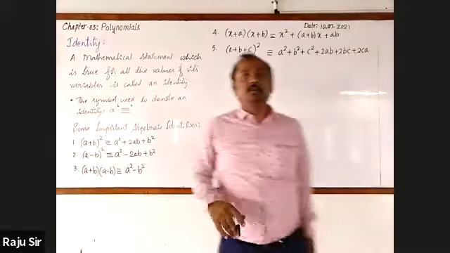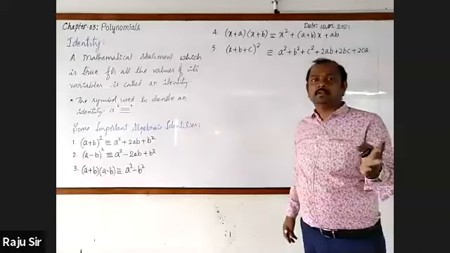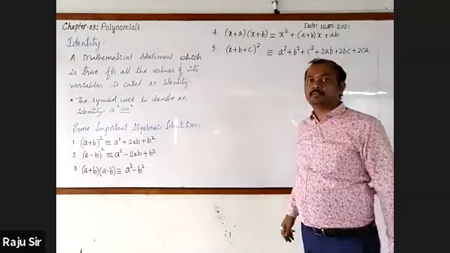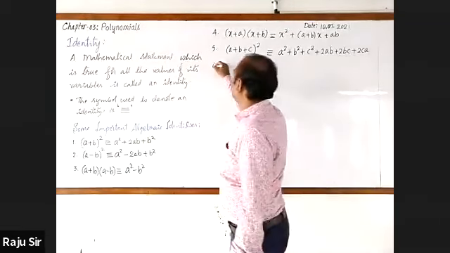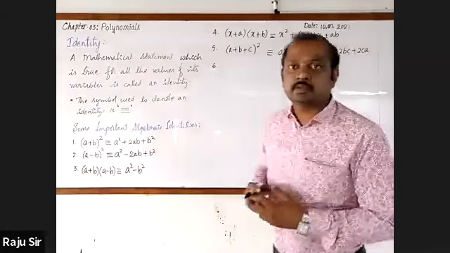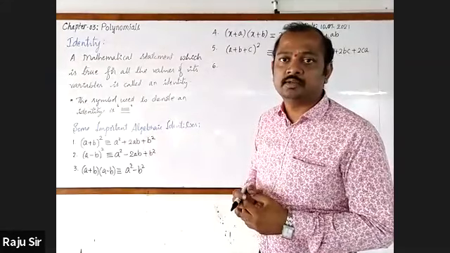Sir, a cube plus b cube equals (a plus b) into (a square plus b square minus ab). That is also an identity, but I am just introducing those which are there in your syllabus. I told you plenty of identities are there. I'm going to give you the most important ones, around 10 to 12, which are commonly used identities. Are you writing? Okay, right.